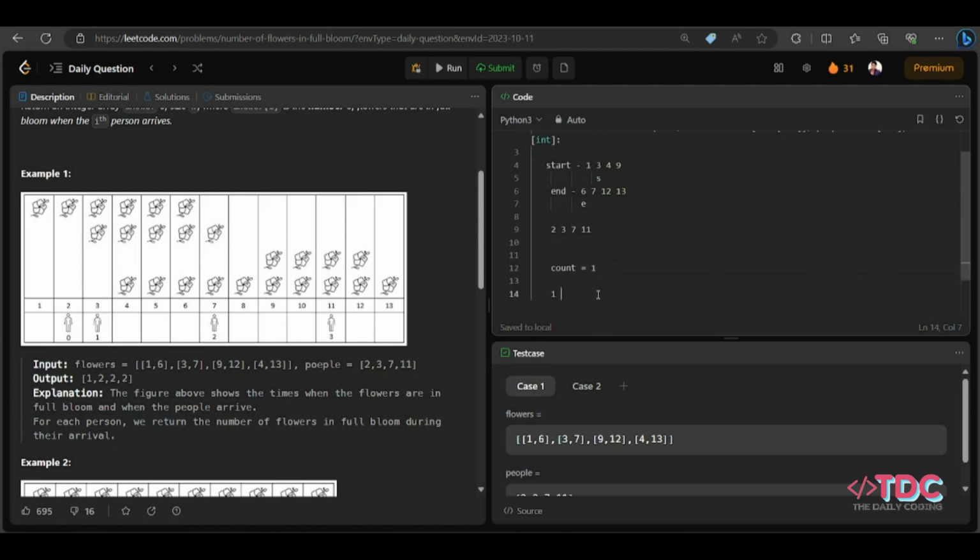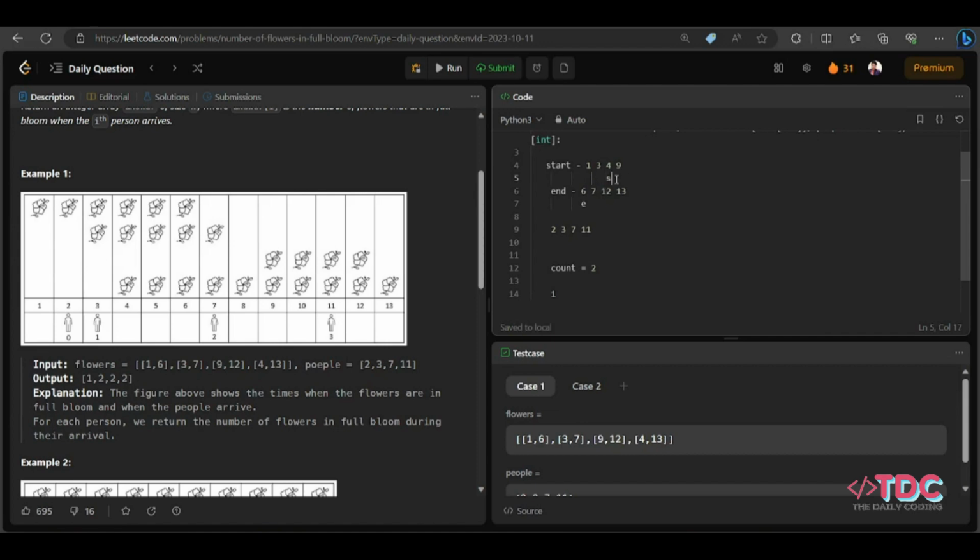Now I will check for this 3, right? For this 3, was there any flower bloomed before or equal to this time? Yes, this 3 is less than or equal to 3, so I will consider it as 2. Like there are 2 flowers, you can see here at time 3 that the second flower bloomed, so our count is right now 2, and our s is going to its next position.